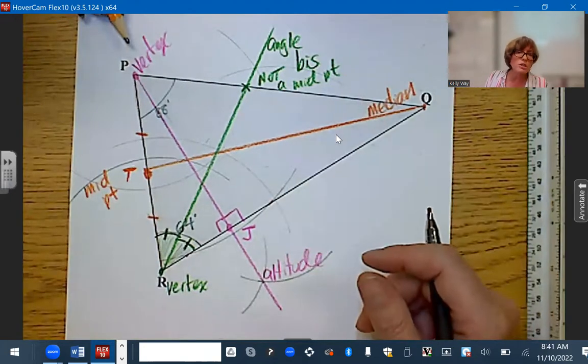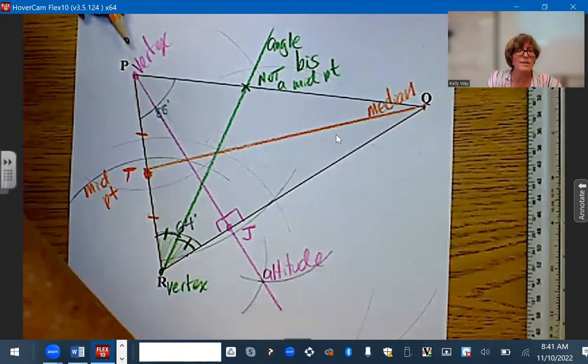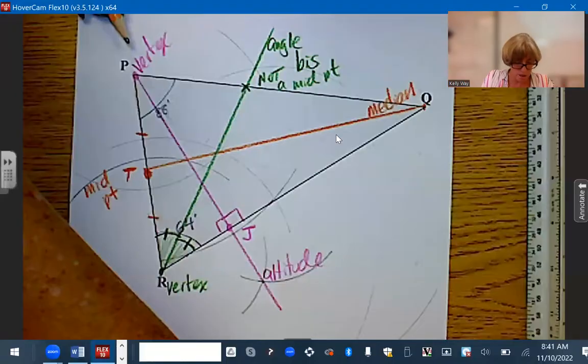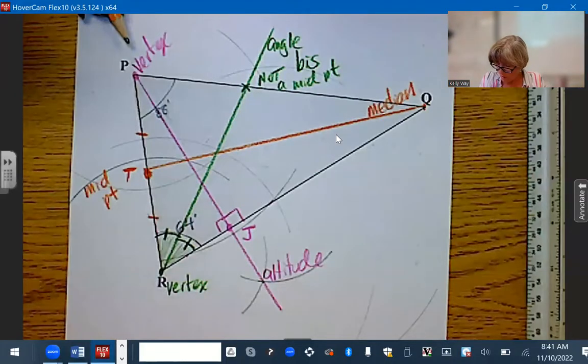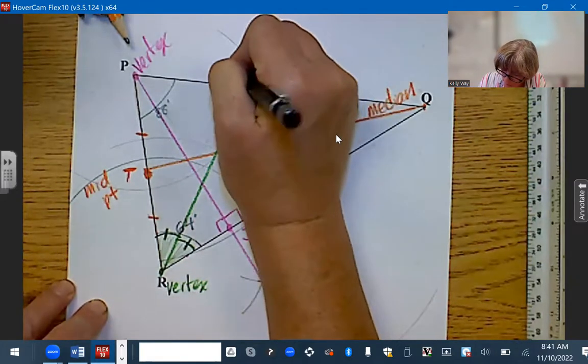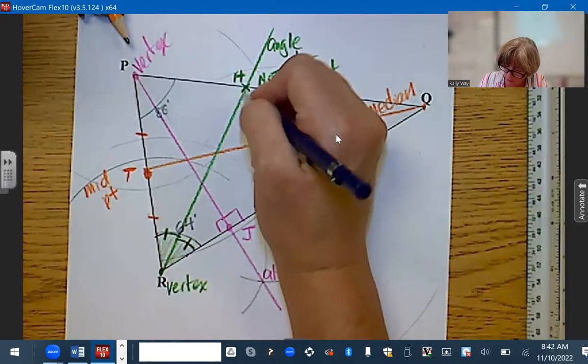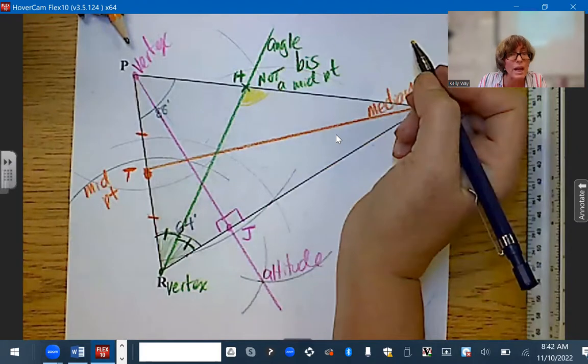Now that you have all 3 constructions, your ambition is this. Your ambition is to find all possible angles. After you have found all possible angles, I specifically ask you to find and explain in detail how you found angle RHQ. H was this point right here. So RHQ is this angle right here that you're going to have to explain.